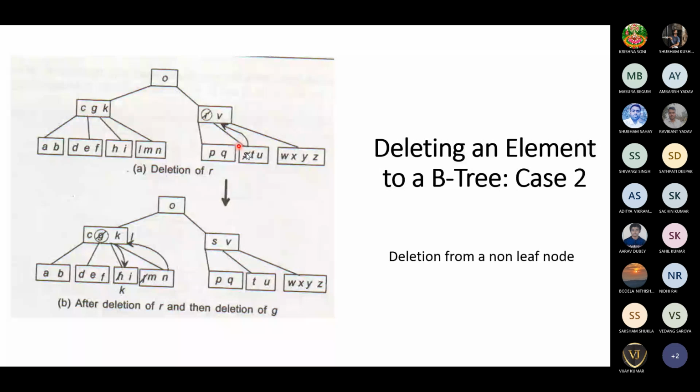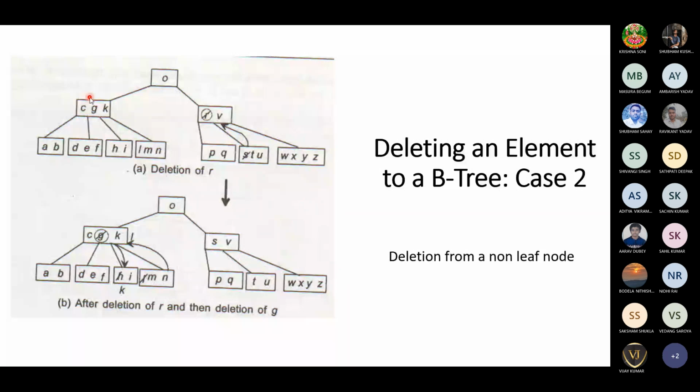Yes, sir. Now the second step, suppose G is deleted. If G is deleted, the right subtree's leftmost node will be replaced. So that will be H only. So G will be replaced by H. The same logic we applied there, we are applying here. When you want to delete G, it will be replaced by the right subtree's leftmost node. H will come into the root. When H comes to the root, I will be the only node here.